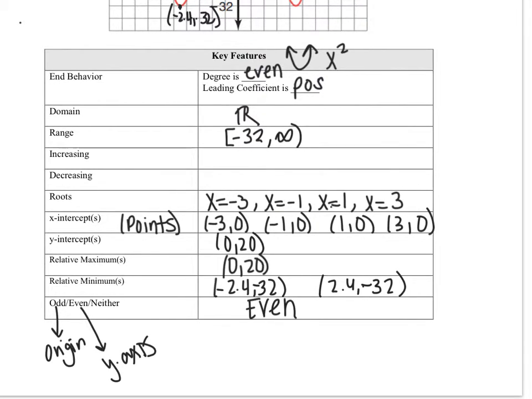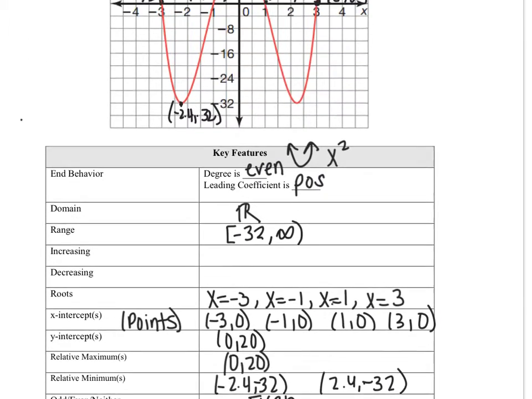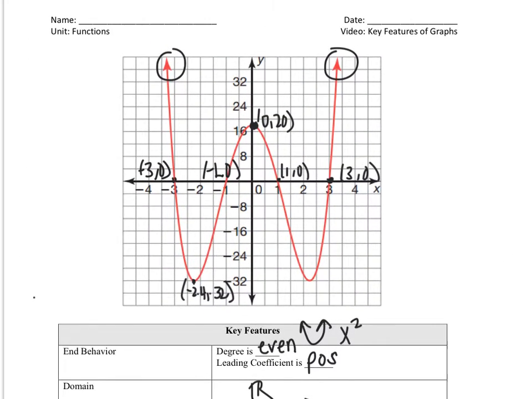Alright, now let's go back to something new, increasing and decreasing. So the way that you tell whether something's increasing or decreasing is if you start and pretend like you're on a roller coaster. So you're up here and you go down, then up, then down, then up. So here you're decreasing, here you're increasing, decreasing, increasing. So the best way to do this is whenever you're giving this interval, you always want to give the interval on the x-axis.